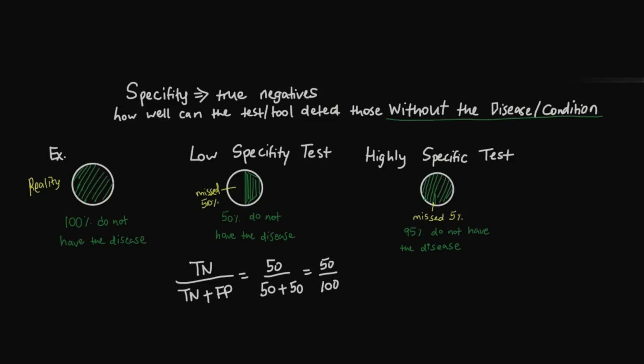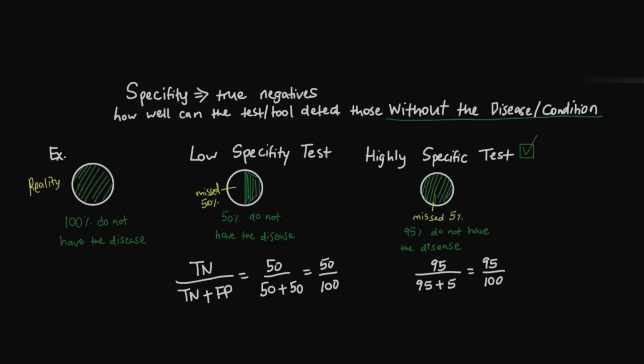And so for our high specificity example, our true negatives is going to be 95 because 95 out of the 100 people tested negative, and in reality they do not have the disease. And as for our false positives, that's going to be 5 because 5 out of the 100 tested positive, when in reality they do not have the disease. So we end up getting 95 over 100, and what this means is that 95% tested negative, and in reality they do not have the disease. So they are truly negative.